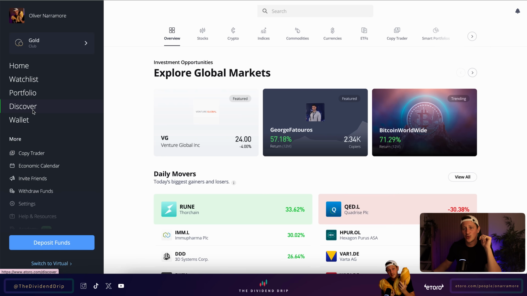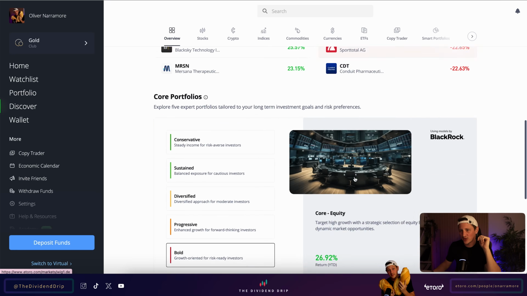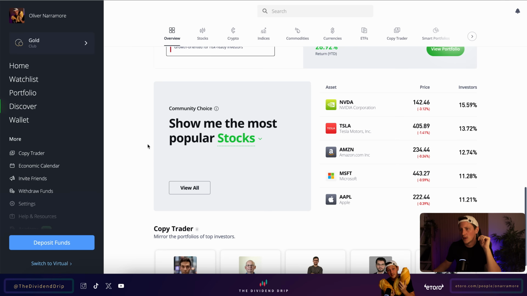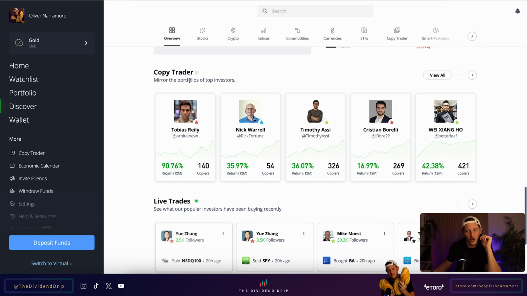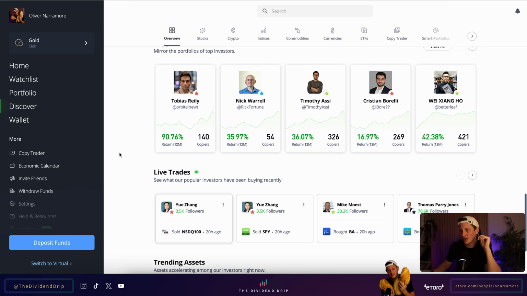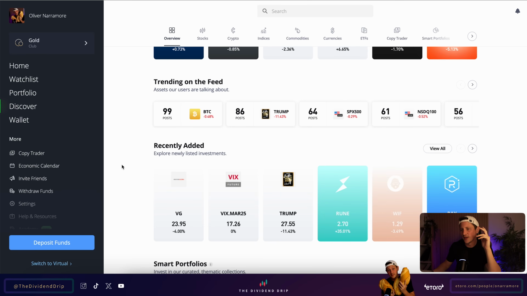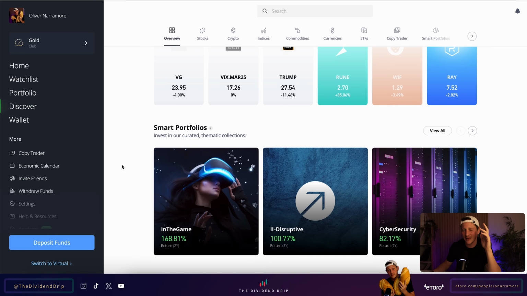From here, you can go to Discover. I like this bit. This is where you can have a look into the daily movers, the losers. You can look into their smart portfolios as well. So it allows you to dig into copy traders, anyone that's done the live trades and what they're buying. It's really good if you're new to this and you just want to explore. But once again, take everything with a pinch of salt. Do your own homework. Don't just go and blindly start copying people or putting money into the smart portfolios.